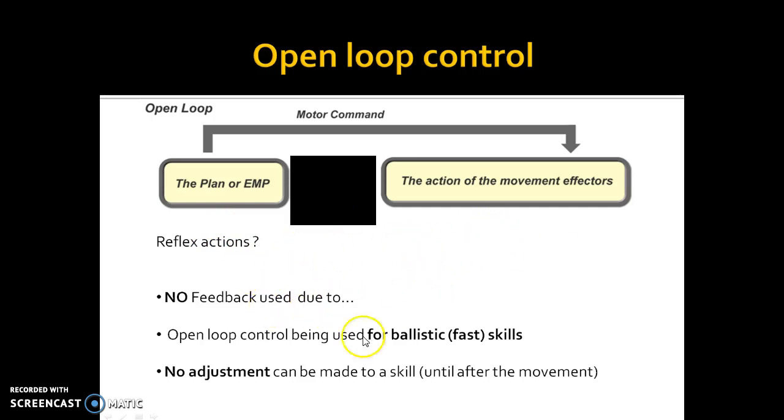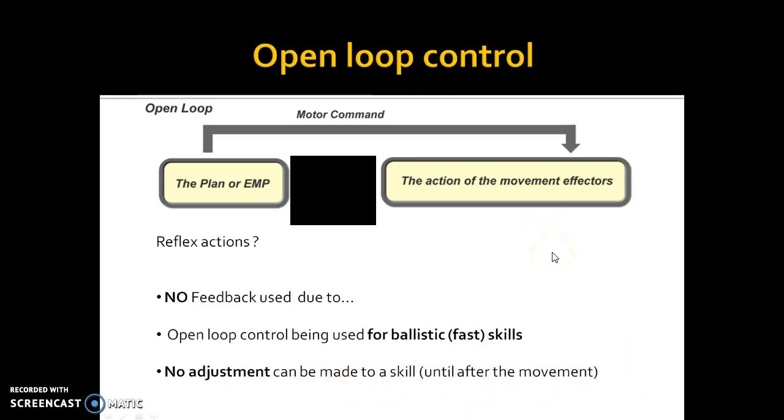So basically during this, you don't need to write any of this down because I'm going to give you a separate slide in a second. This is just a thinking slide, an explanation slide. So the first form of control: basically no feedback can be used because the skills that are used during open loop control are so fast. This means no adjustment can be made to the skill until after the movement.